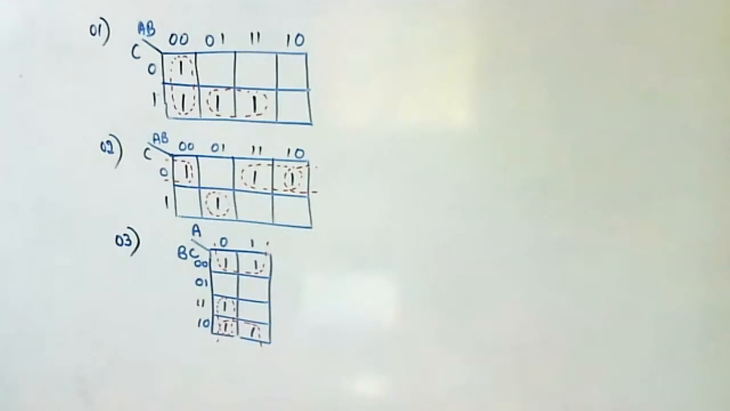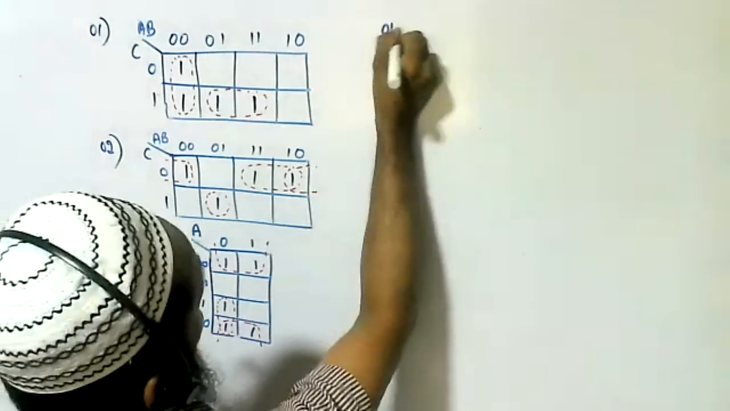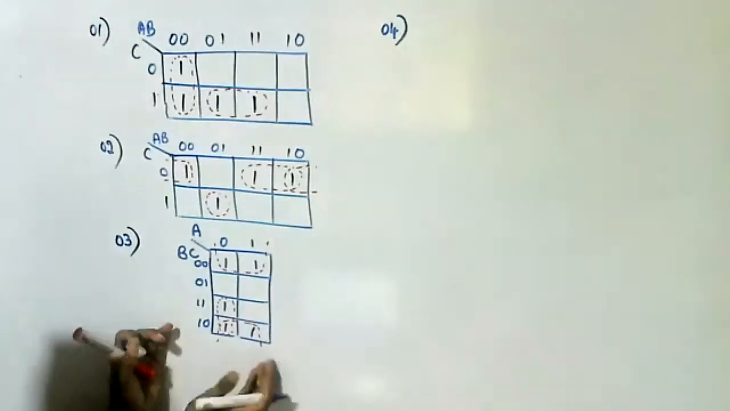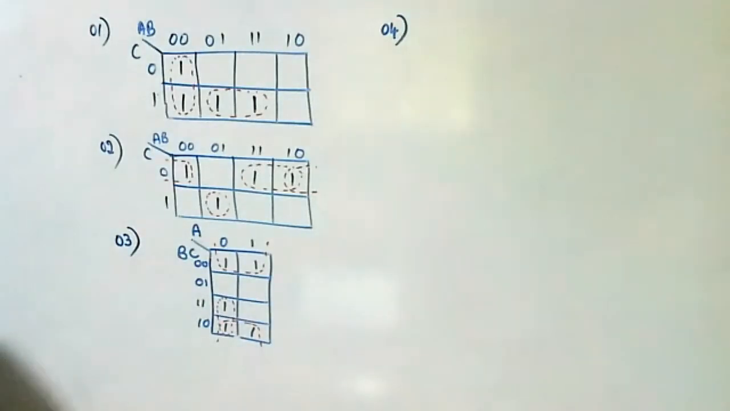If you forget the rules, you have to remember them. I already gave the rules. If we use corner maps without using these rules, we can't get the simplified version or the simplified Boolean expression. Just a minute, students.